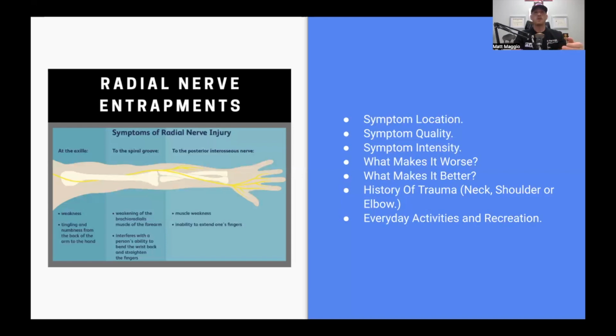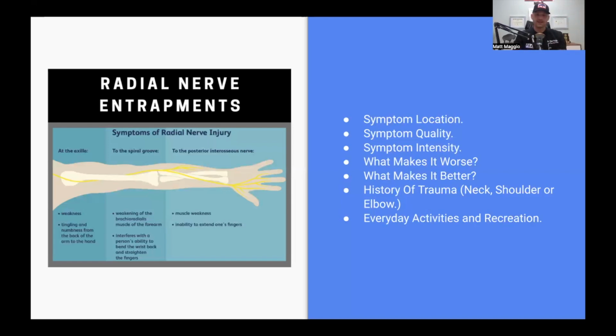What definitely makes it worse is anytime they actually use it, and it does get better with rest, a lot of times when it's not active. Another thing I'm looking at is whether there's a history of trauma, especially to the neck, the shoulder, or the elbow itself. If there's no actual trauma to the elbow, a lot of times I'm thinking that the nerve entrapment occurring in there is actually coming from higher up.